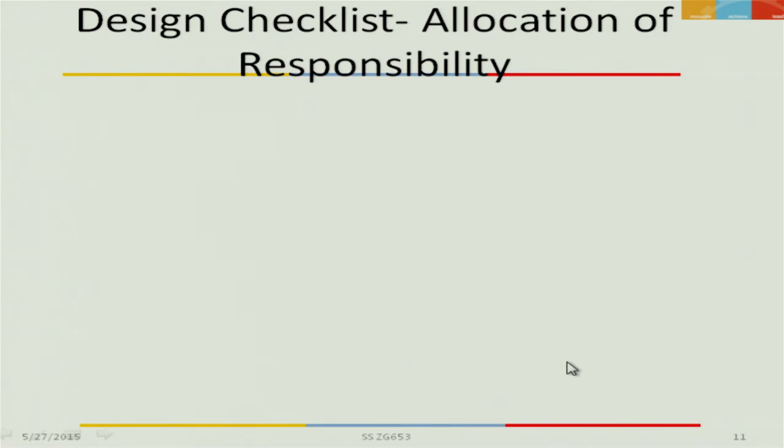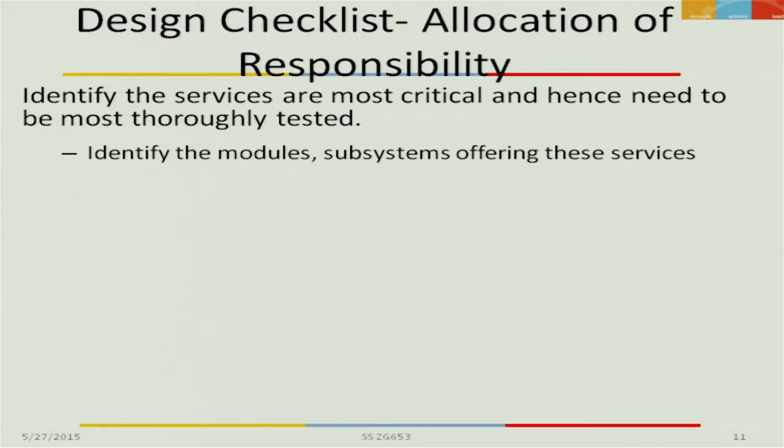Let's look at different types of design checklists for testability. The first one is, as usual, allocation of responsibility, and let us see what are the different design checklists that as an architect you need to look at. Identify the services that are most critical and hence they need to be thoroughly tested. Identify the modules and subsystems which are offering these services. So first identify the services that are most critical, and then identify what are the modules and subsystems that are going to offer these services, and they need to be tested.